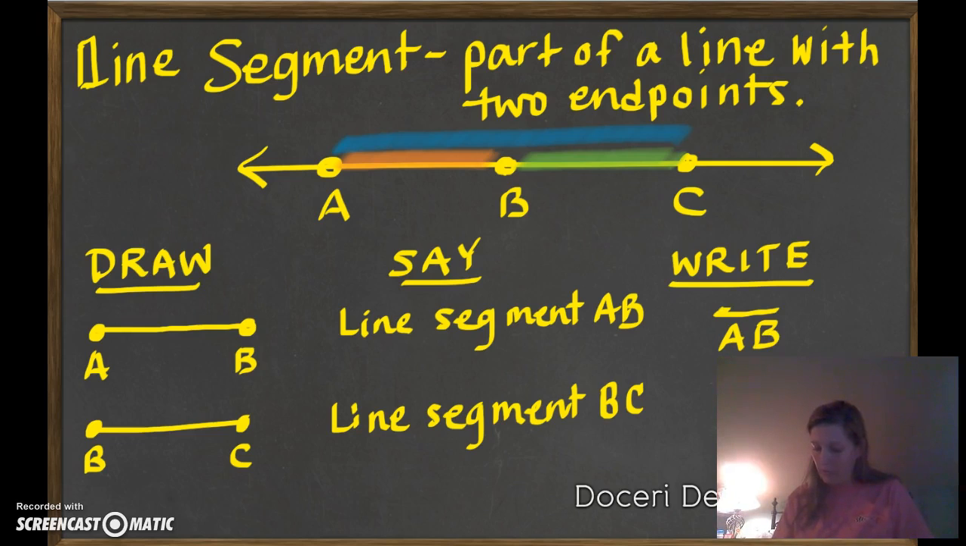So this first line segment here is line segment AB. So I've just used the endpoints A and B. And then my second line segment has the endpoints B and C. So we just use the symbol for line segment, which is that line with no arrows, and the endpoints B and C, or A and B, depending on what they are, to name my line segment.